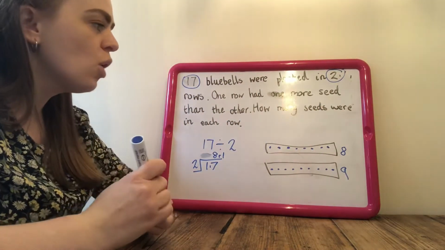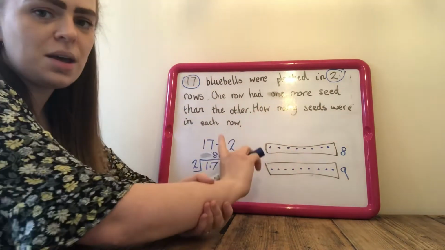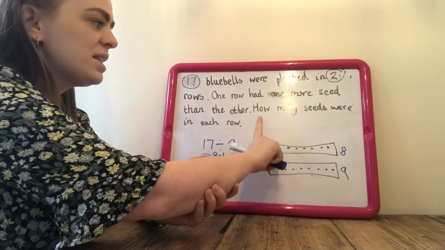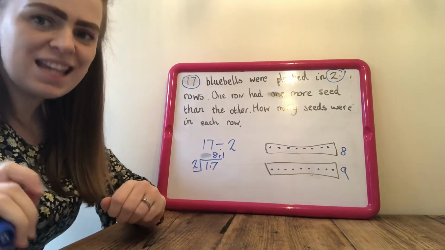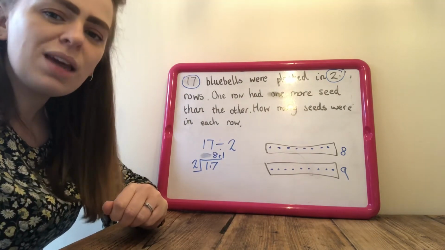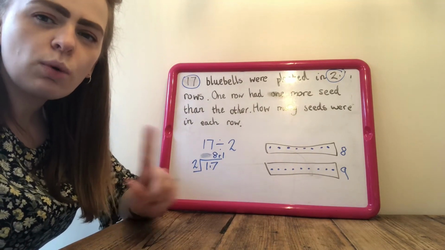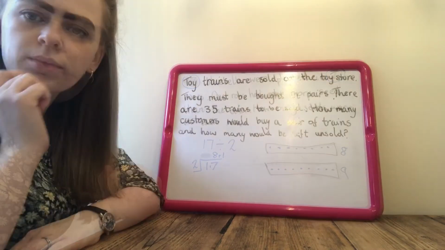Okay? So when I was going to write it out, and I won't do it just now because I've run out of space, I would say one row had 8 seeds and the other had 9 seeds. Okay, so it's getting a wee bit trickier now, boys and girls. We're going to go over one more example together.